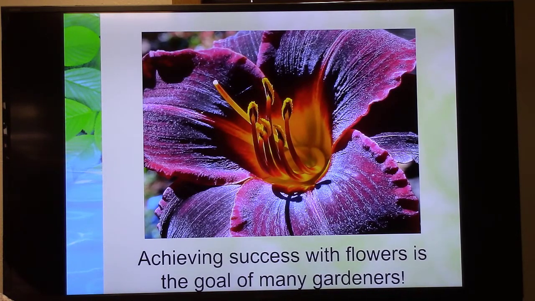All right, achieving success with flowers is the goal of many gardeners, okay? I love that picture. I'm real proud of that picture. I took almost all pictures on this, so that's a new one. It's one of my new favorites.